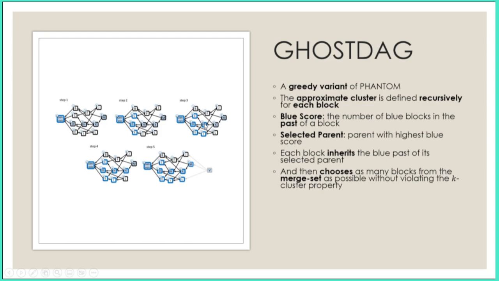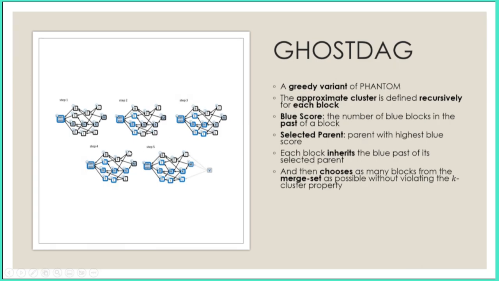Now, I should have said it in this example, K equals 2. Because K equals 2, I can't consider B to be a blue block. Why? Because C and D and E are blue blocks, and B doesn't know any of C, D, or E. So considering B as a blue block would break the 2-cluster property. However, I can consider I to be a blue block. Why? Because the only blue block I doesn't know is H. So adding I to my set of blue blocks doesn't break the K-cluster property.